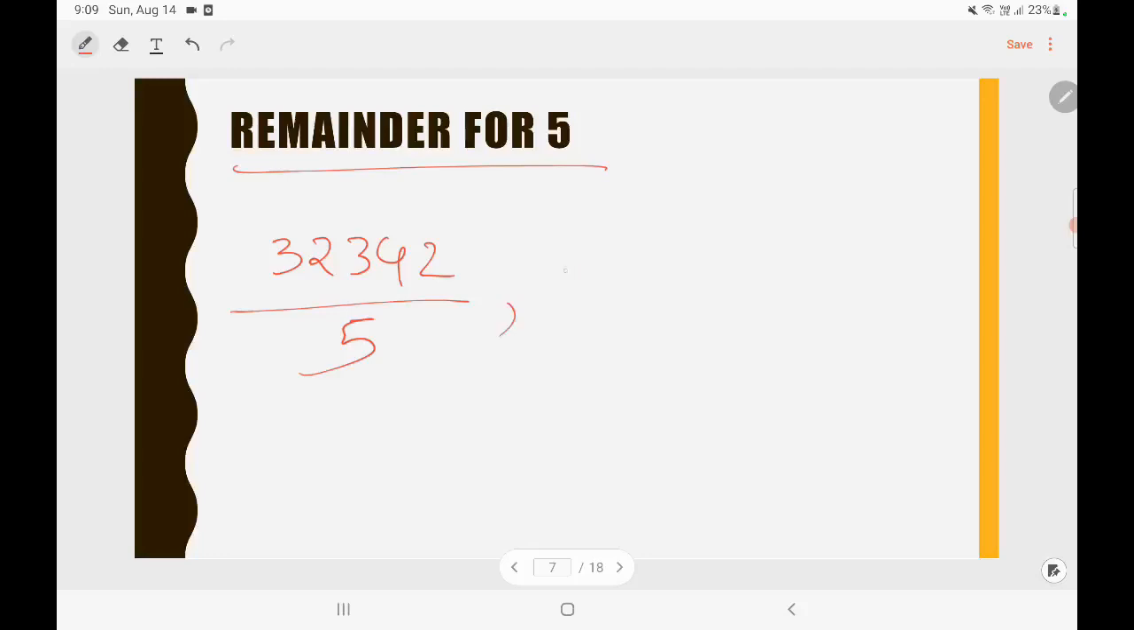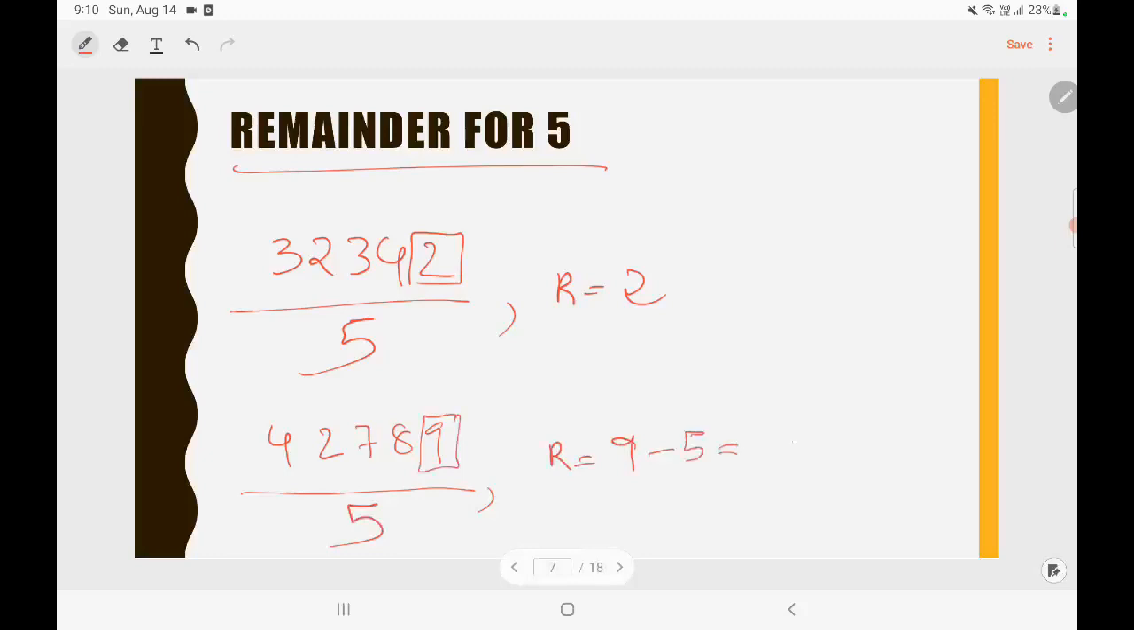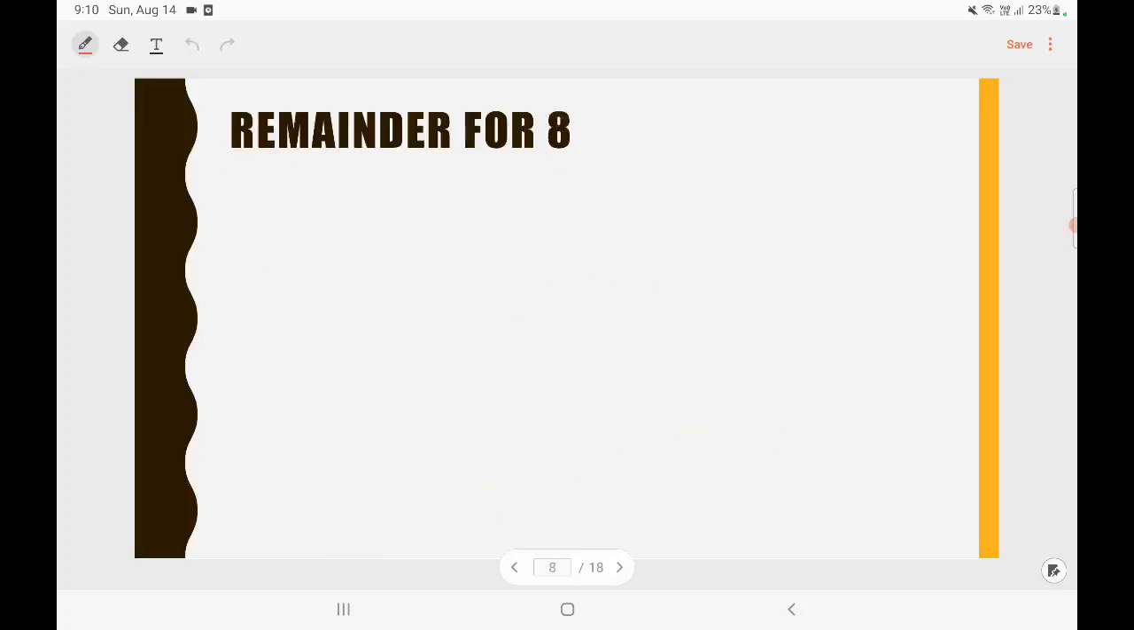What you need to do is, this 2 is less than 5, right? The last digit 2 is less than 5. So the remainder will be that number itself. So the remainder is equal to 2. So if 4, 2, 7, 8, 9 is divided by 5, the last digit is 9, which is greater than 5. Then the remainder will be 9 minus 5, which is equal to 4. Okay. Now for 6 and 7, there is no standard rule for the remainder theorem.